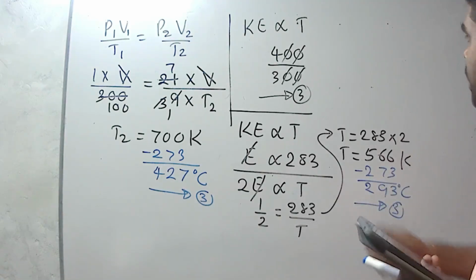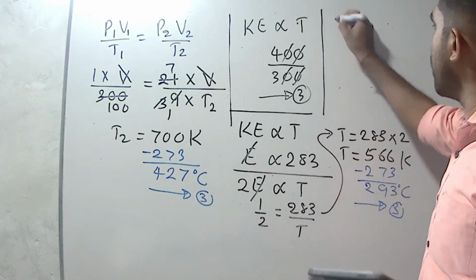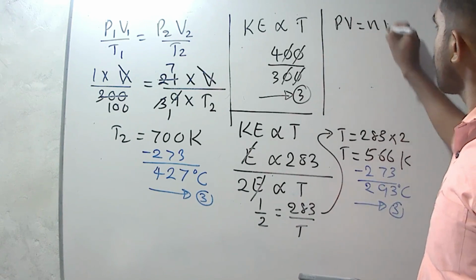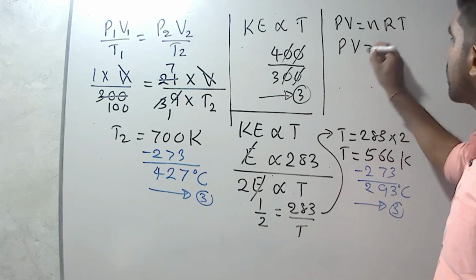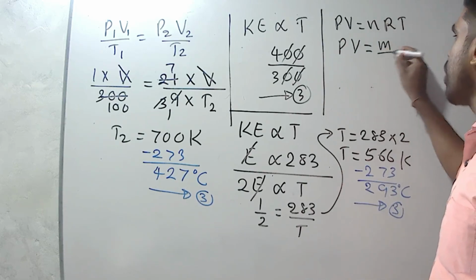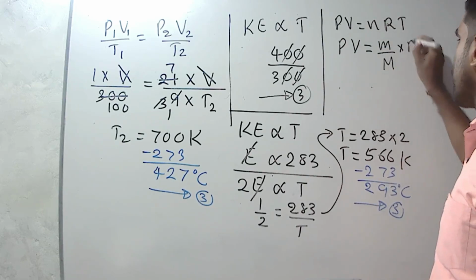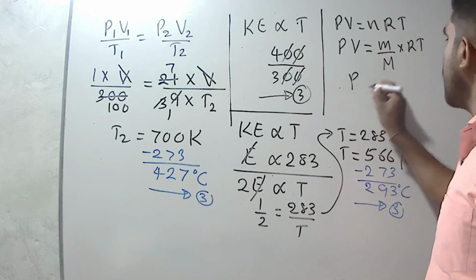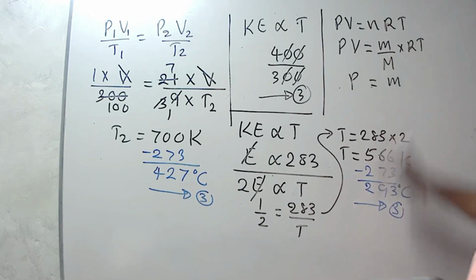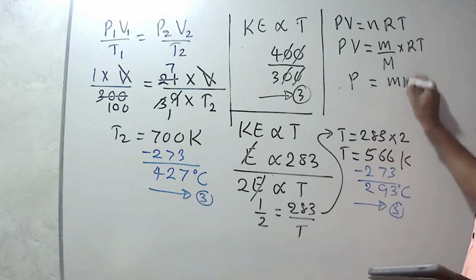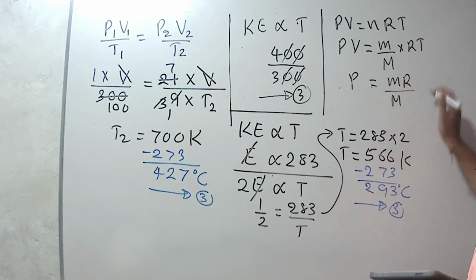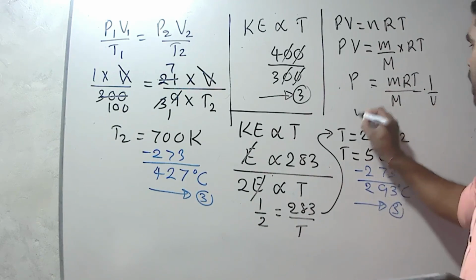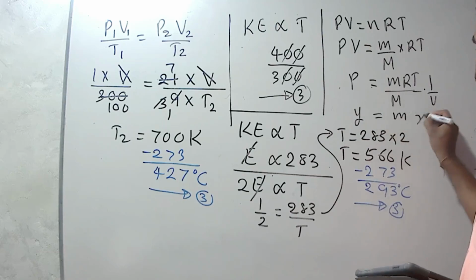Now we can get PV equals nRT. PV equals number of moles, which is mass over molar mass, times RT. Then we can get P equals mRT over M, into 1 over V. Now it is in the form y equals mx.